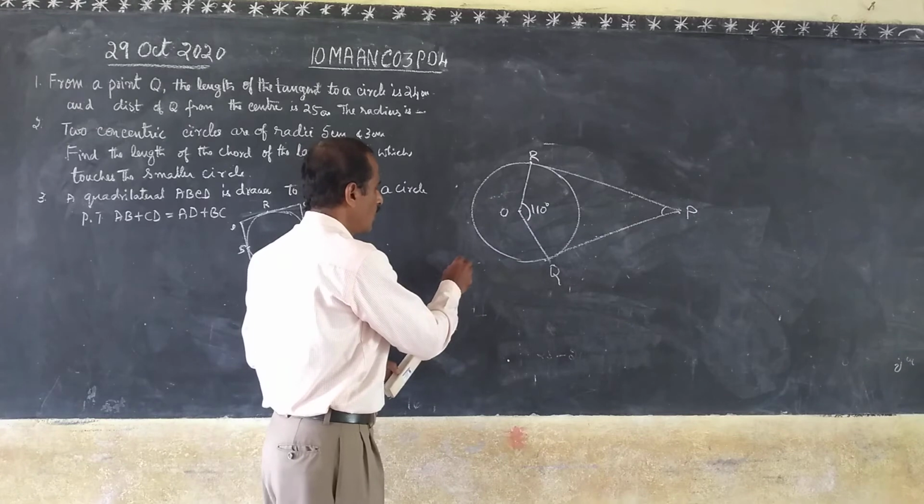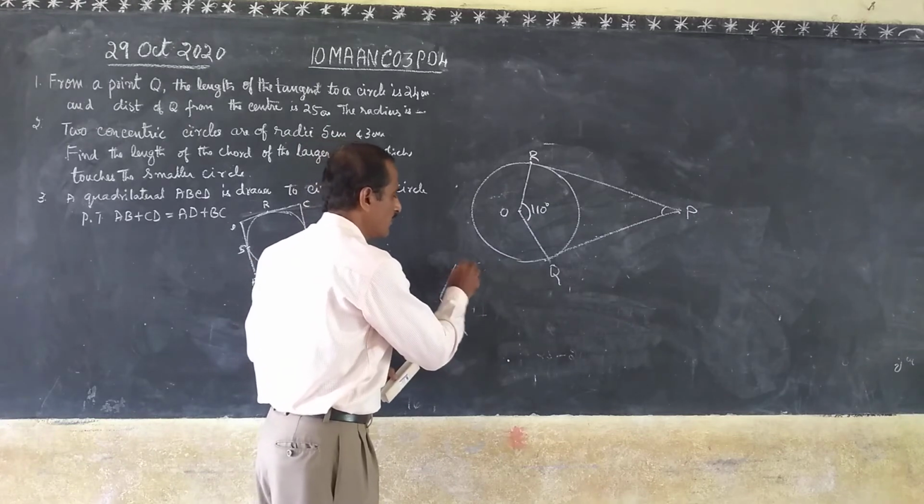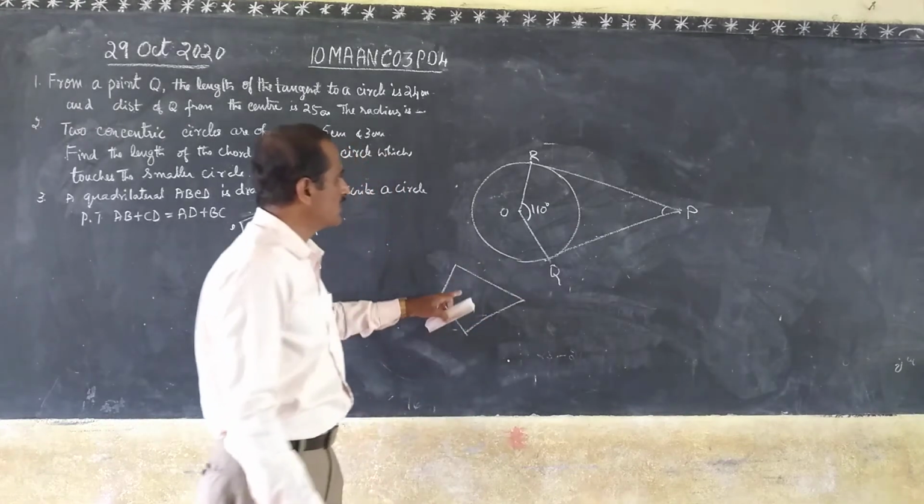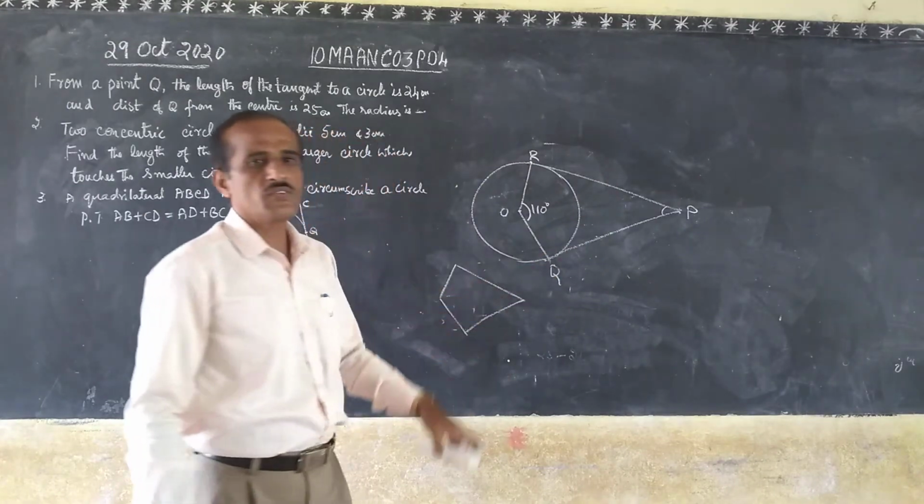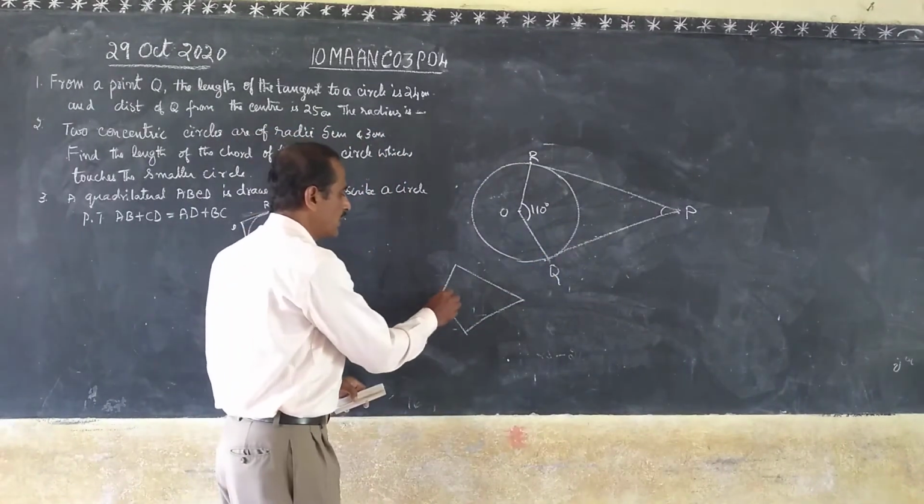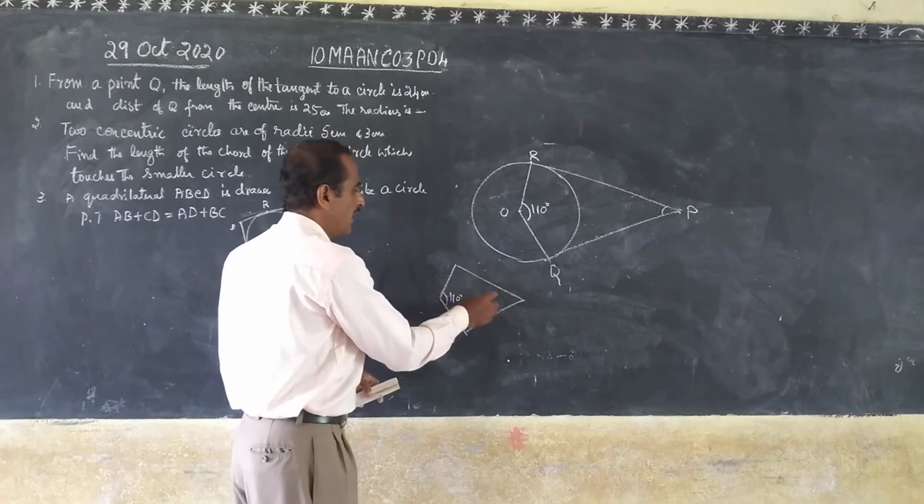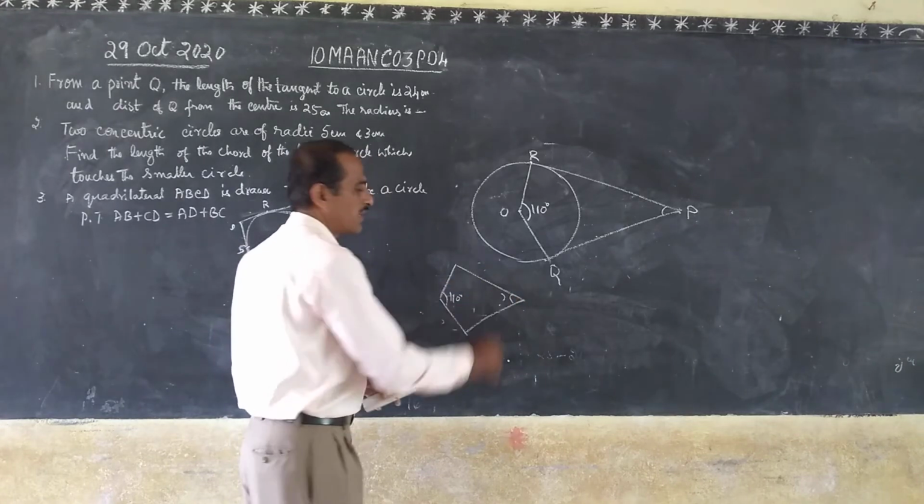Now look at this angle. See, the figure is like this. What type of figure is this? This is a quadrilateral. It is 110 degrees here. And what is this angle? It is given, isn't it?